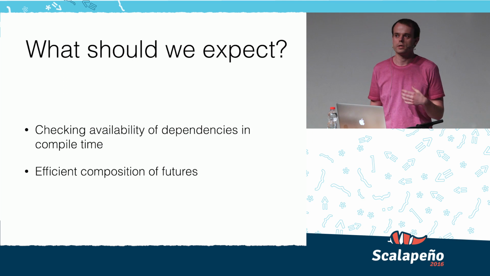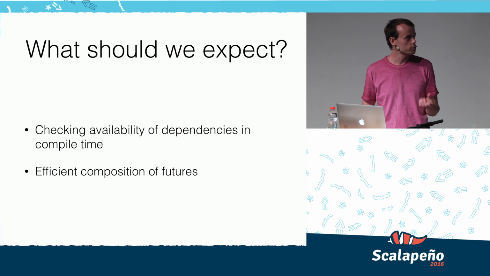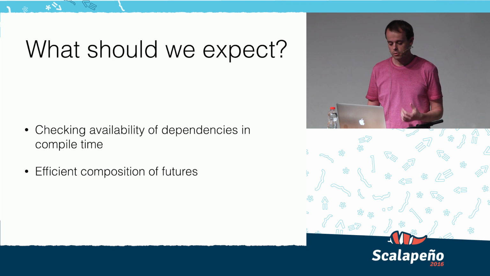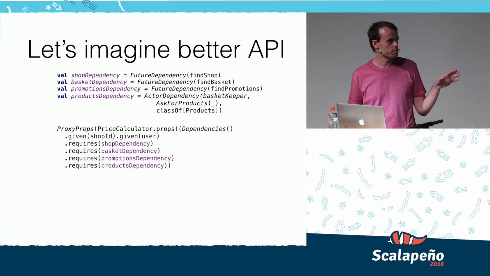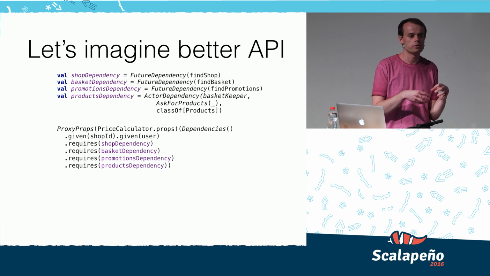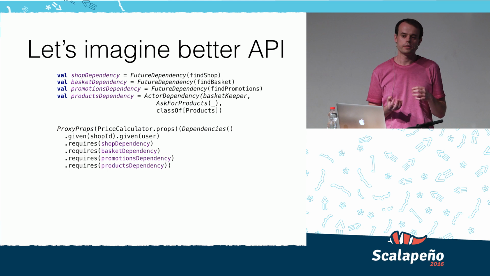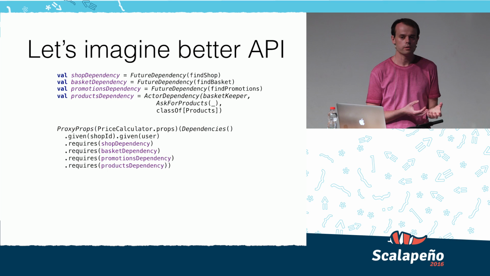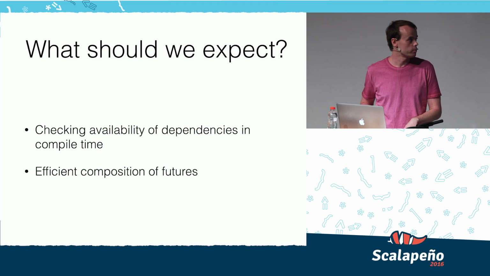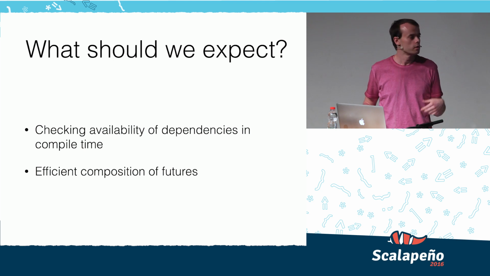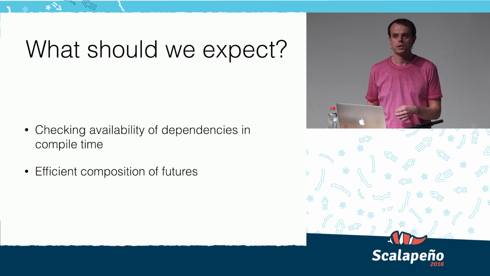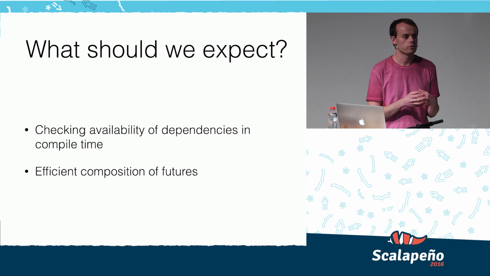So now what could we expect from this kind of solution? The first thing is that we would like the compiler to check the availability of dependencies at compile time. So when we have our proxy props, it has some requirements which are known by types. So while providing dependencies for the proxy props, the compiler should check that we are providing exactly the dependencies which are required for this actor. And the second thing we would like to have is more efficient futures composition. As opposed to for comprehension, we would like the futures to be run really in parallel and not in a sequential way.